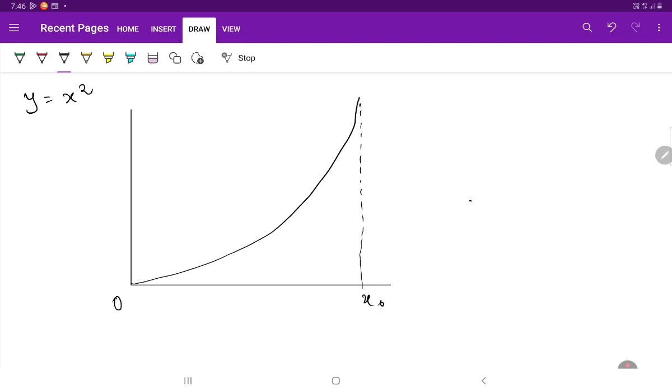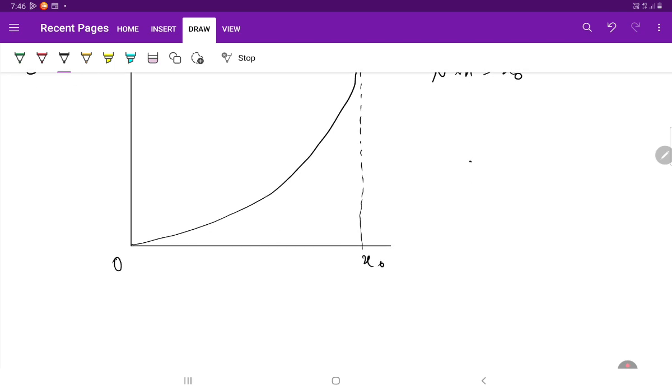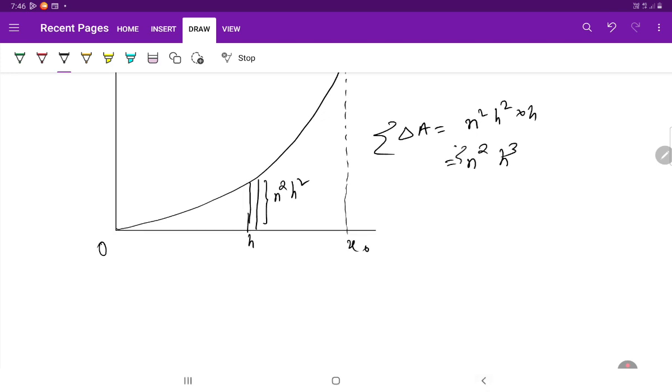Again, we consider capital N strips. Capital N into h is equal to x naught. The same thing we are committing here. Now considering the nth strip, this is of width h, and the height will be n square h square. So the differential area can be written as n square h square into h, which is n square h cube. Now if you take the summation again, we can denote it by the integral.